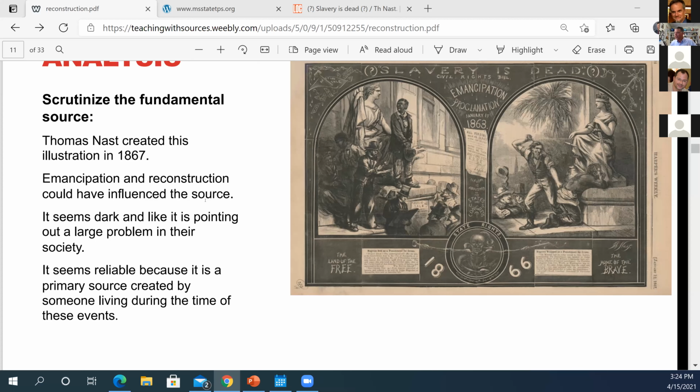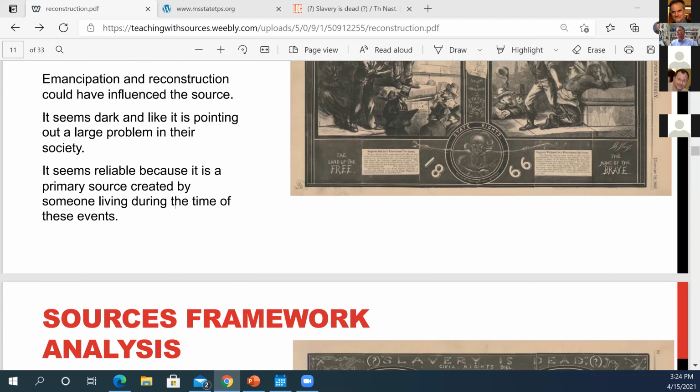And oftentimes students get tricked on the reliability of primary sources. Not every primary source is reliable. Sometimes they get it wrong. But in this instance, they don't. And I think we'll see when we do a little bit deeper dive in just a minute with it.